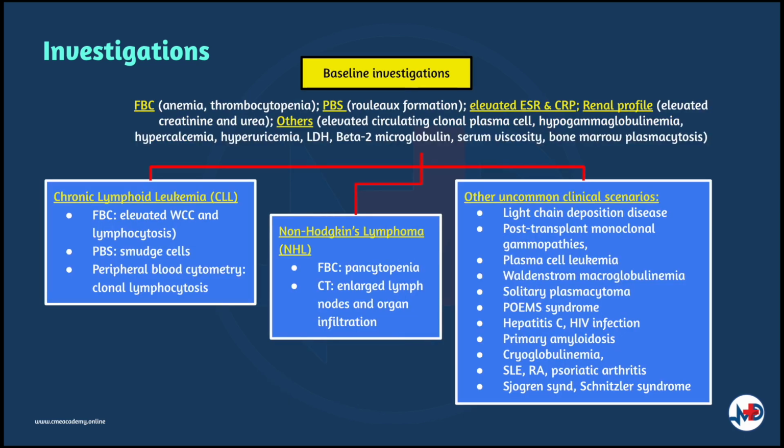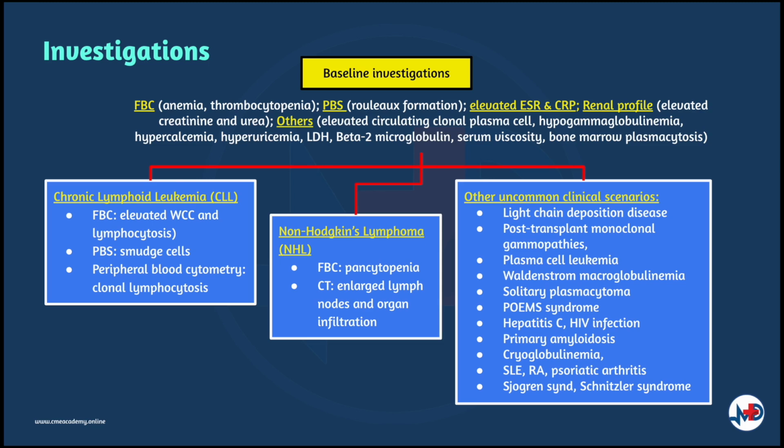All patients must have a full blood count, serum chemistry with serum creatinine, serum calcium corrected for albumin, bilirubin, ALP, liver enzymes, and urine analysis. Common findings aside from monoclonal proteins are anemia, thrombocytopenia, rouleaux formation on peripheral blood smear, elevated ESR and CRP. Other investigations include elevated circulating clonal plasma cells, hypogammaglobulinemia, hypercalcemia, hyperuricemia, elevated creatinine and urea, elevated LDH, CRP, and elevated serum viscosity, as well as bone marrow plasmacytosis.